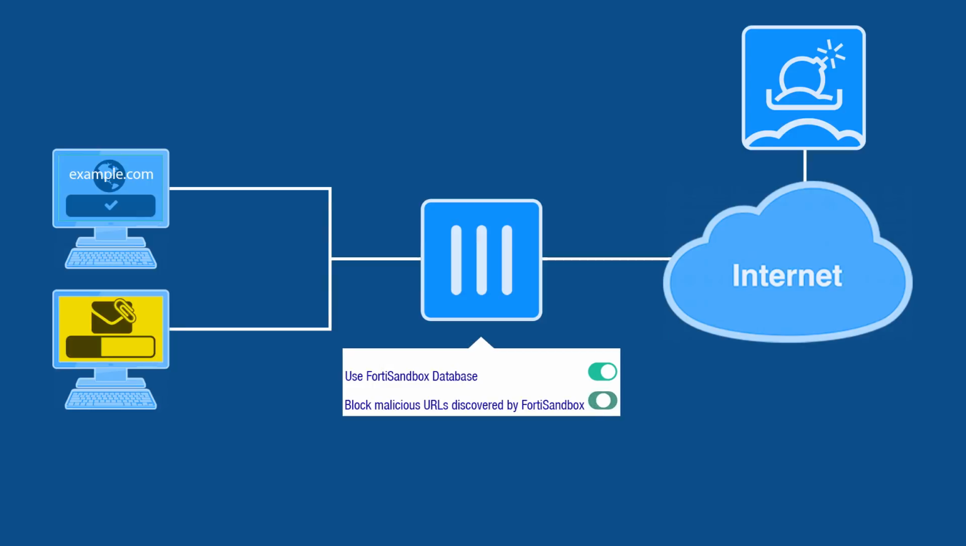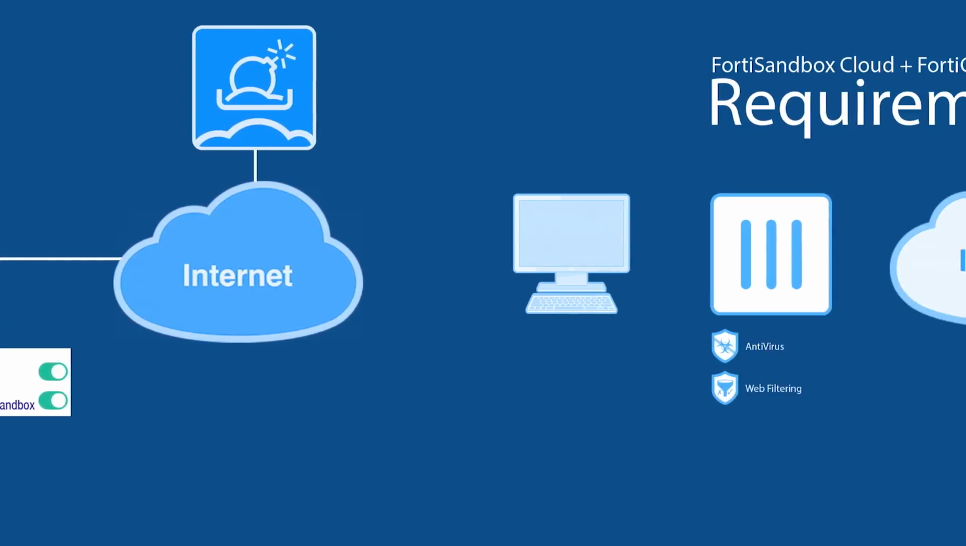Using Block Malicious URLs discovered by FortiSandbox, we'll utilize the web filtering of your FortiGate to simply block access to that URL. We'll start by showing you the setup of FortiSandbox Cloud. The initial configuration on the FortiGate will be the same as for the FortiSandbox physical setup we will show later.